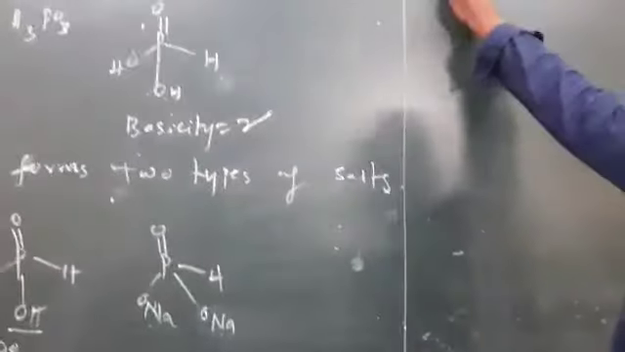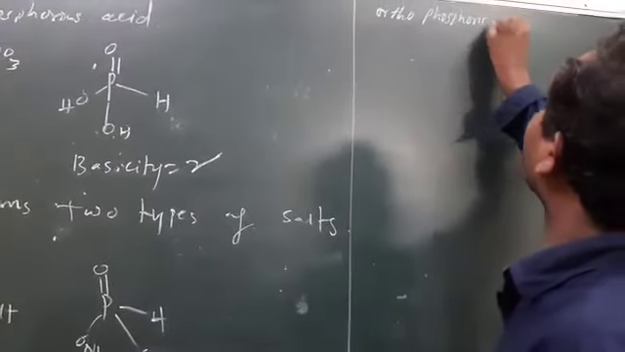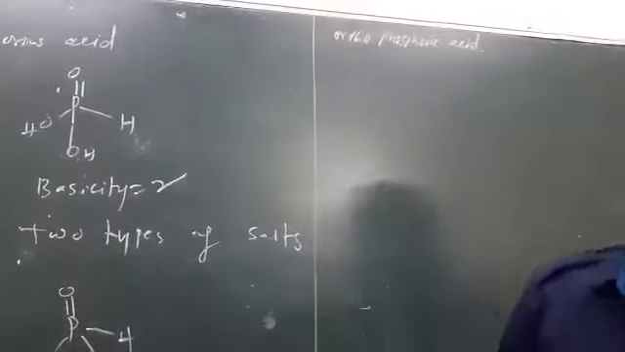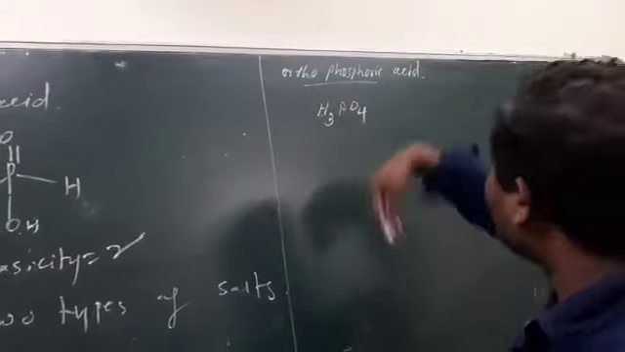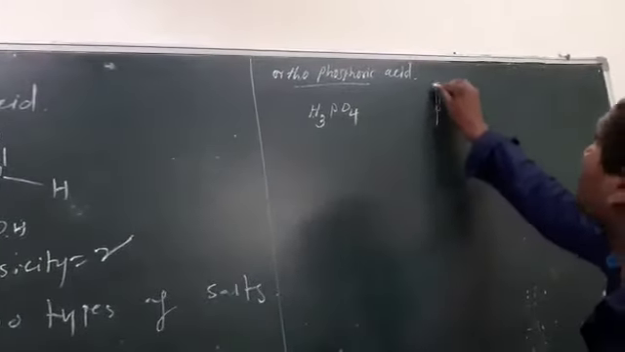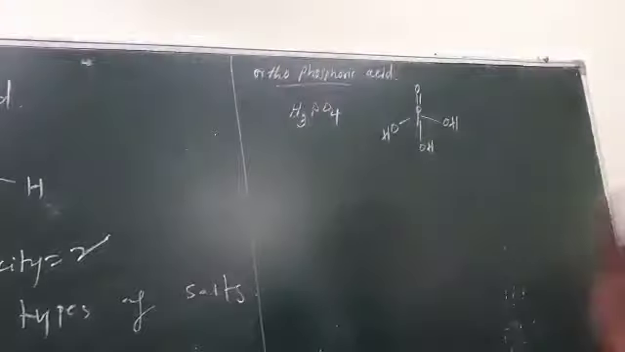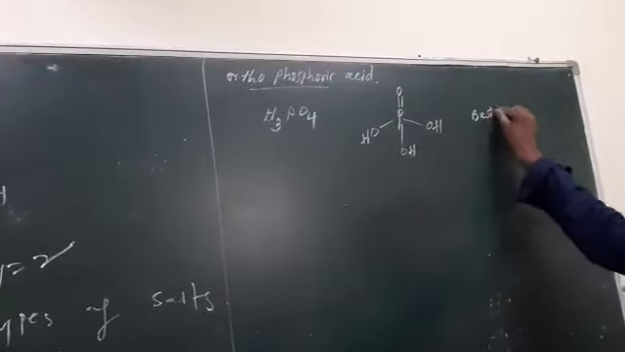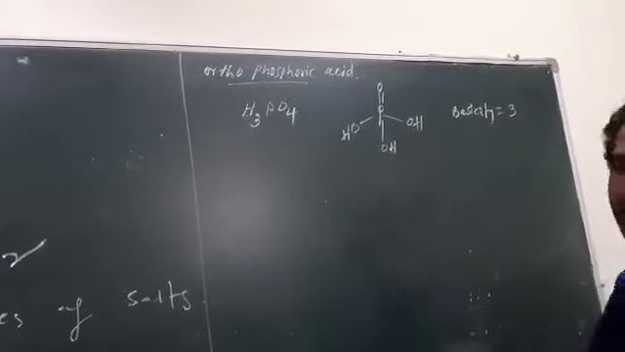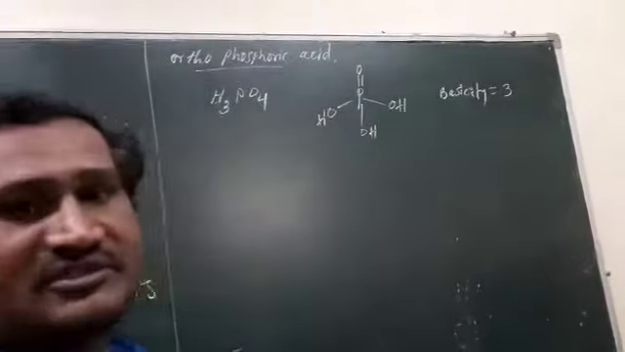Now we will discuss orthophosphoric acid or phosphoric acid, H3PO4. Its structure, if you see, P double bond O, OH. There are three OH groups, so its basicity is equal to 3. Because three OH groups mean it forms three types of salts.